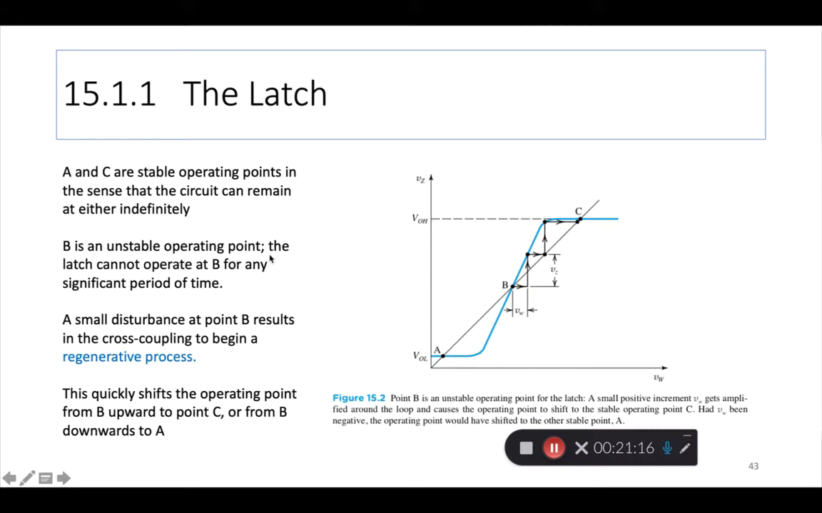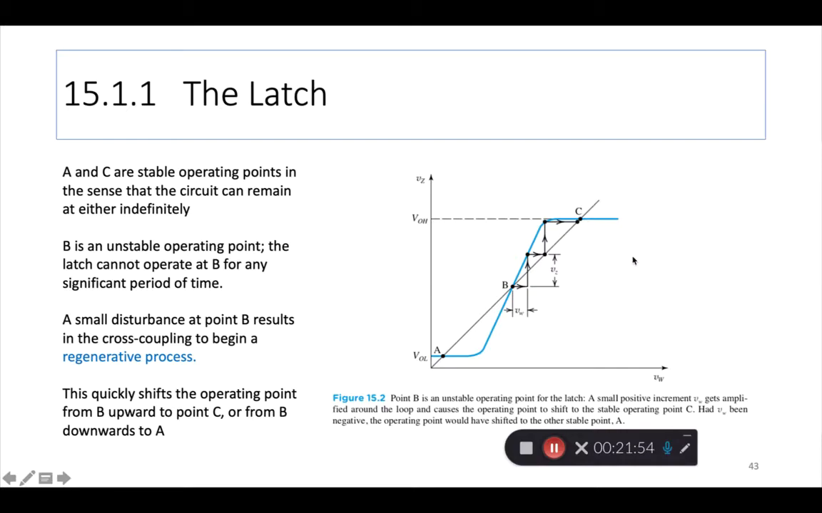B is an unstable operating point. The latch cannot operate at B for any significant period of time. So that means if the input, the VW, is pushing the circuit to stay at B, then that condition cannot remain true for a long time. The circuit either moves towards C or it moves towards A.